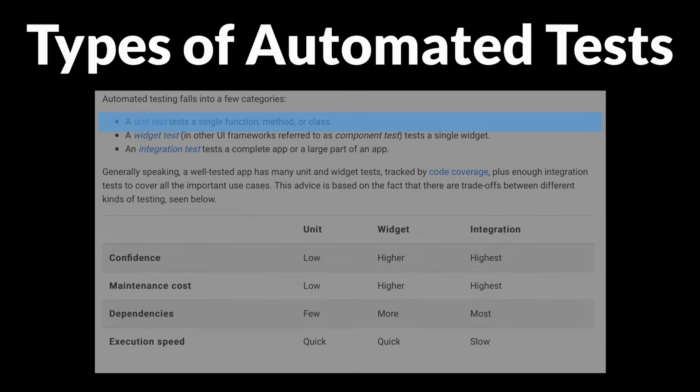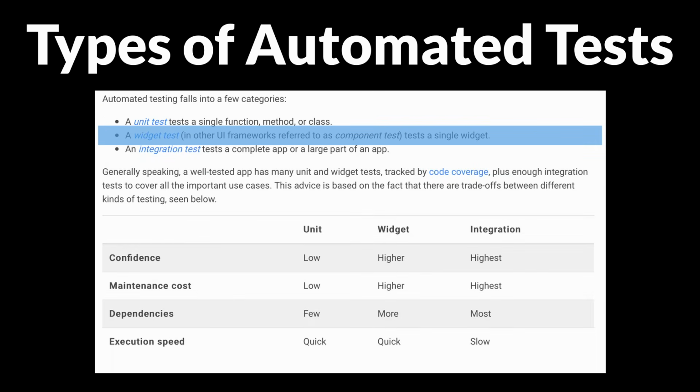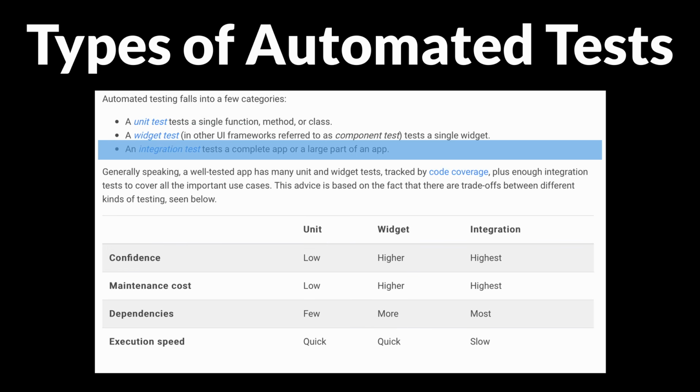In Flutter, we have three different types of automated testing. First one is unit testing. This is what we are going to dive deep into in today's episode. Second one is widget testing, the second episode of testing series. And third one is integration testing, the third episode of this testing series.